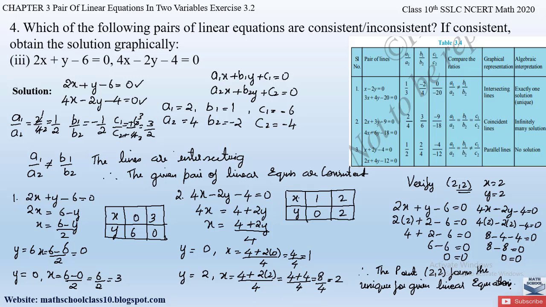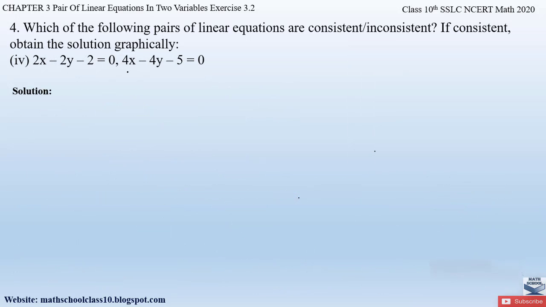Now similarly, let us solve the fourth part of the question. Again, let us write down here the general form of a linear pair of equations to find the coefficients a1, b1, c1 and a2, b2, c2. So the general pair of linear equations is given by a1x plus b1y plus c1 equal to 0 and a2x plus b2y plus c2 equal to 0.